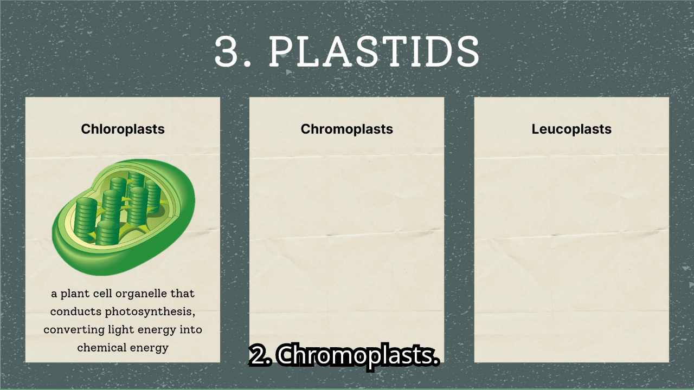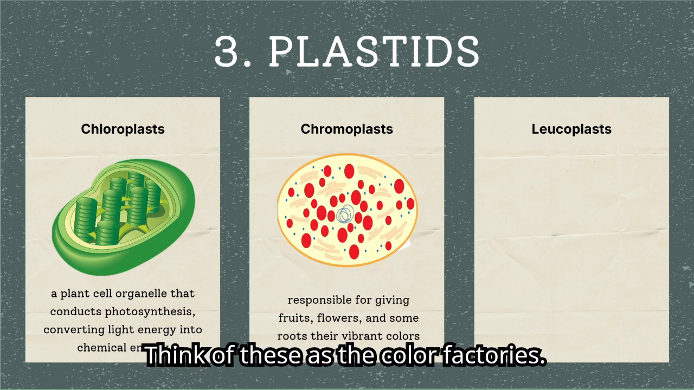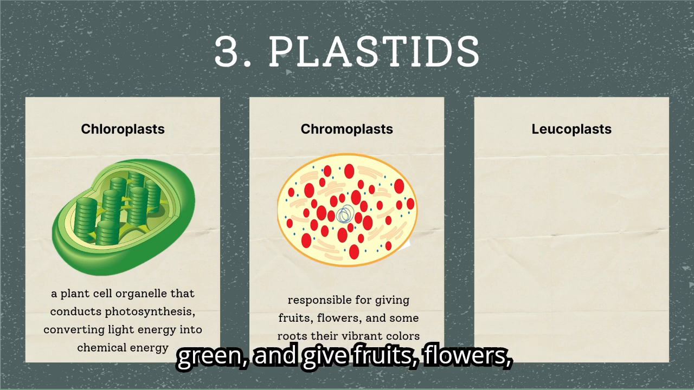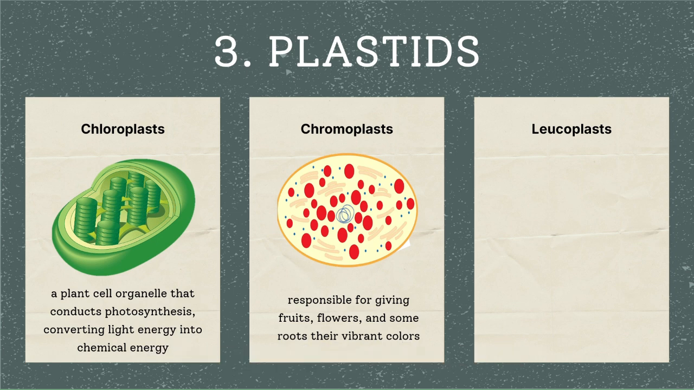Number 2. Chromoplasts. Think of these as the color factories. They contain colorful pigments, not green, and give fruits, flowers, and some roots their vibrant colors.